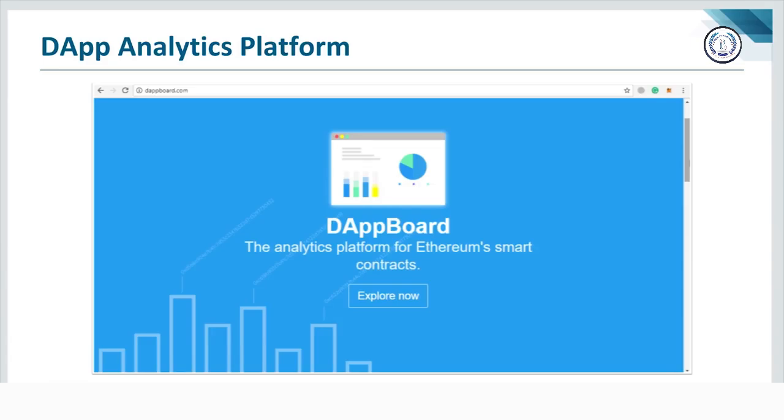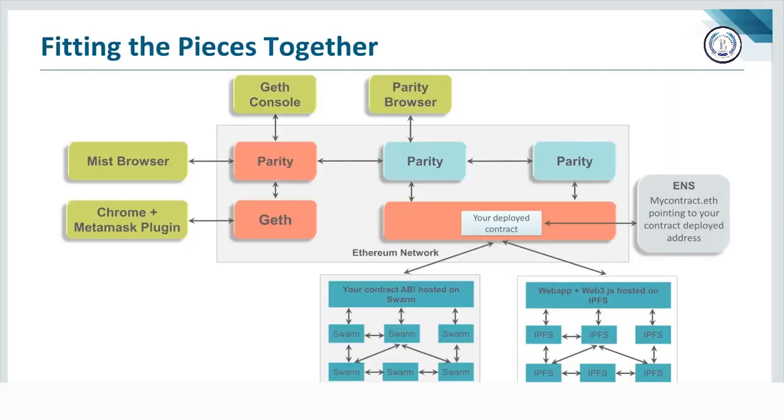Alright, these were some really cool technologies and tools for Ethereum development. Now let's see how these tools fit together to constitute the Ethereum ecosystem. As you can see from the infographic, the Ethereum network consists of multiple nodes, and one of the nodes holds your deployed smart contract. Now, to interact with the nodes, we either use Geth or Parity, and we use MetaMask or Mist to actually deploy and interact with our contracts.